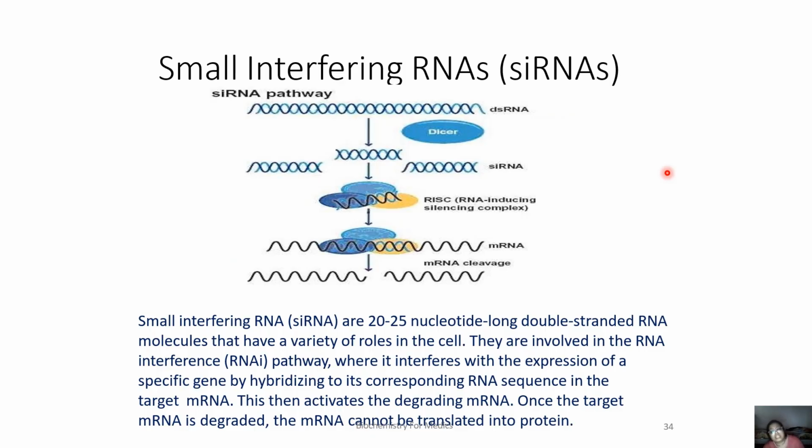Right? What are small interfering RNAs? They are 20-25 nucleotides long, double-stranded RNA molecules that have a variety of roles in the cell. They are involved in the RNA interference pathway that interferes with the expression of a specific gene by hybridizing to the corresponding RNA sequence in the target mRNA. This then activates the degradation of the mRNA. Once the target mRNA is degraded, mRNA cannot be translated into protein.